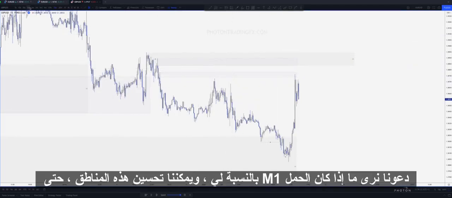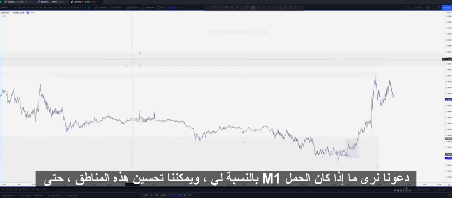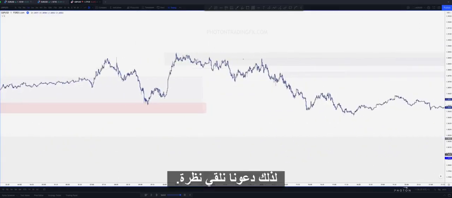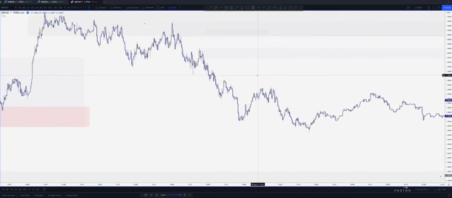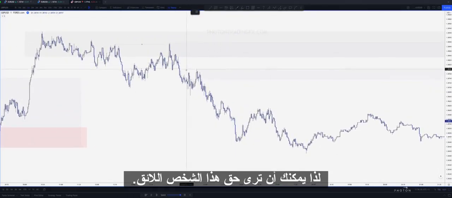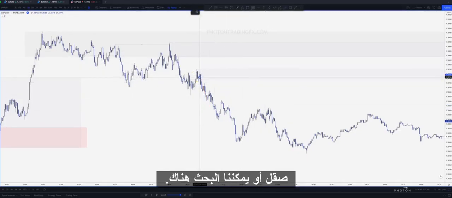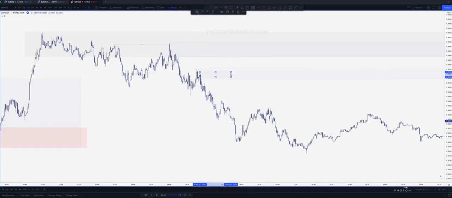In fact, let's see if the M1 will load for me, and we can refine those zones even further, right? These two zones over here. So let's have a look here. So you can see this one's decent, right? Took liquidity, flipped, broke the low. So that would be a decent M1 refinement, or we can look at there.